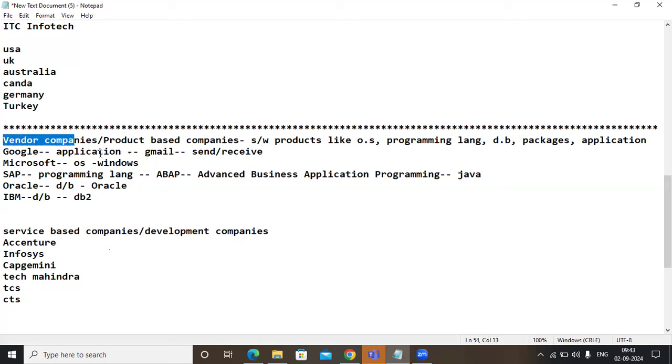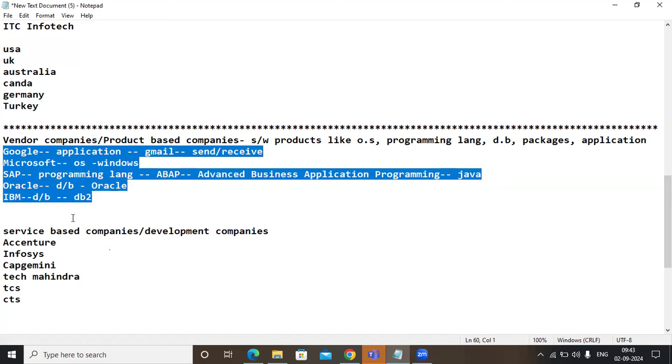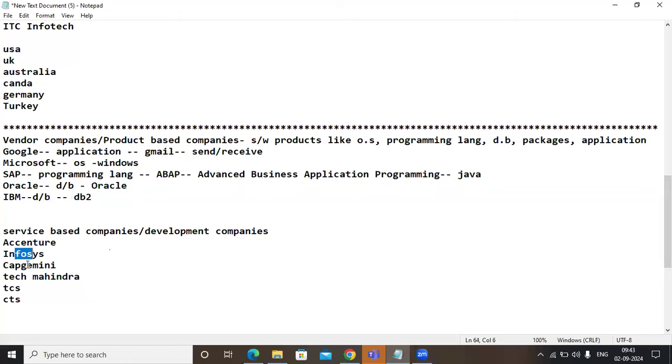So vendor companies are those companies that develop their own software products like operating systems, programming languages, databases, packages, applications, etc. These are all developed by vendor companies. And service-based companies like Accenture, Infosys, Capgemini are development companies. What are they developing? These companies are developing software applications as per the requirement of whom? Clients. Very good. Service-based companies are developing software applications as per the requirement of the clients.